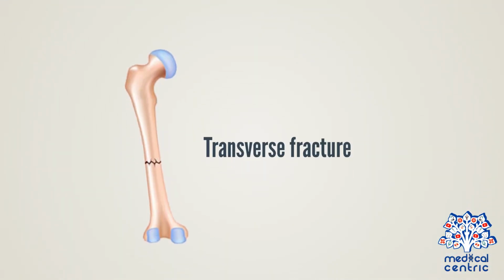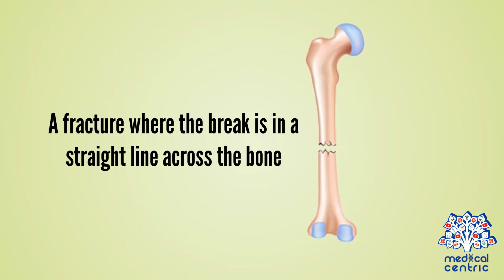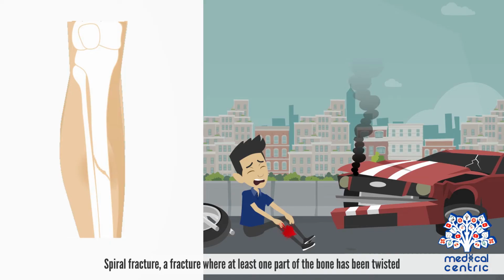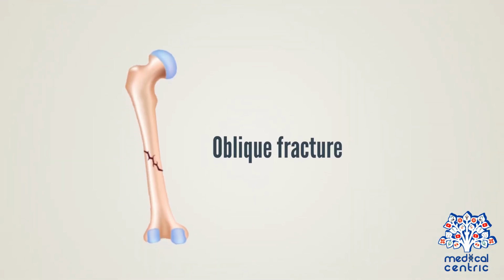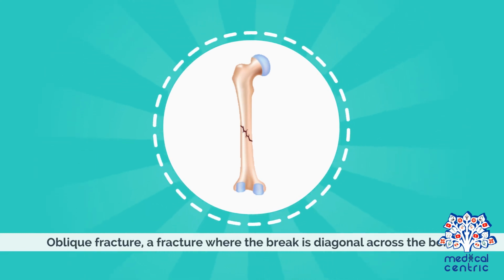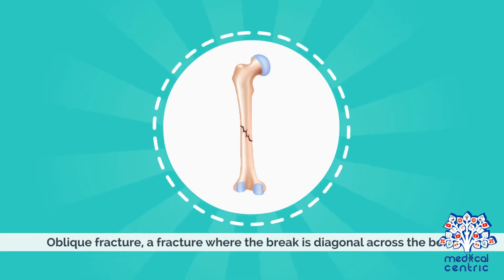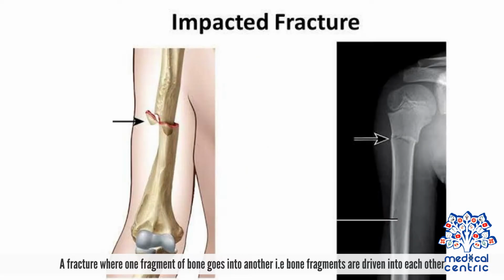Transverse fracture. A fracture where the break is in a straight line across the bone. Spiral fracture. A fracture where at least one part of the bone has been twisted. Oblique fracture. A fracture where the break is diagonal across the bone. Impacted fracture. A fracture where one fragment of bone goes into another. Bone fragments are driven into each other.